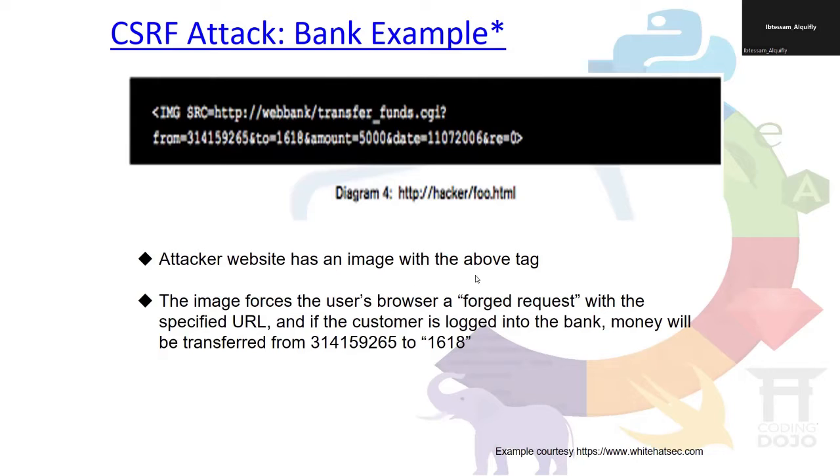The attacker's website has an image with an img tag. The image forces the user's browser to forge a request. And again, that is why they call it cross-site request forgery, because this specific image will force the browser to forge a request with a specified URL, and with the customer logged into the bank, money will be transferred from this account to this account. Okay, guys? So far, so good. I'm just trying to simplify how CSRF attacks are done. So now if you say yes, how about the risk, guys?